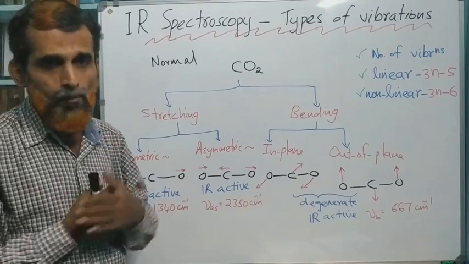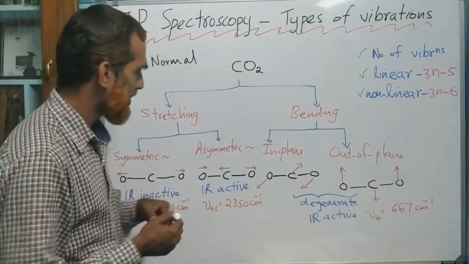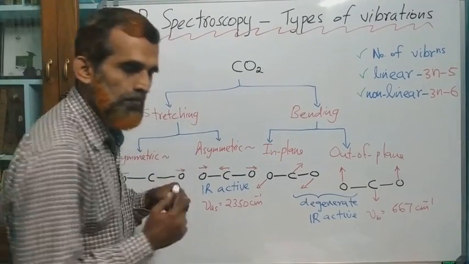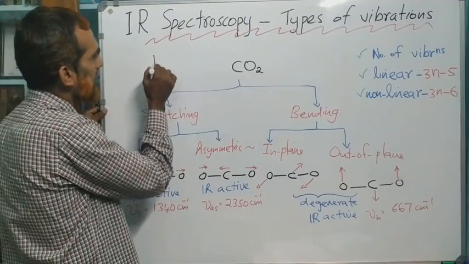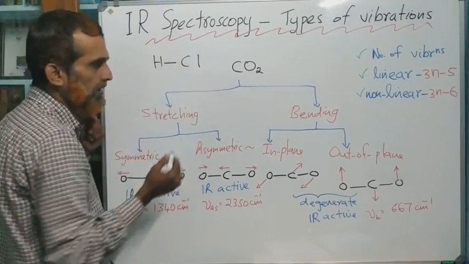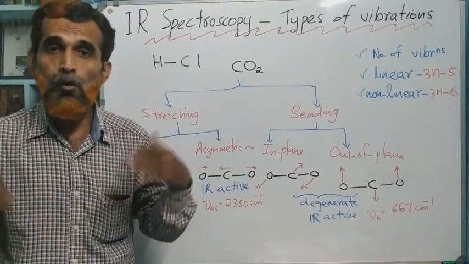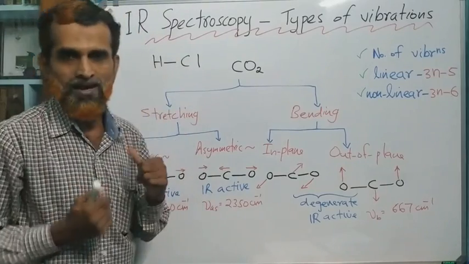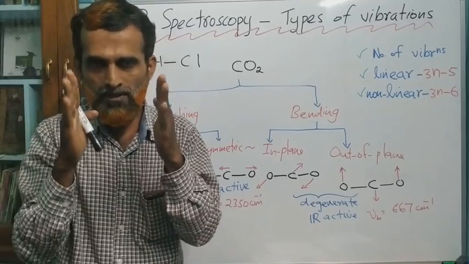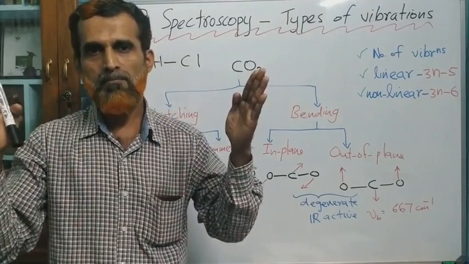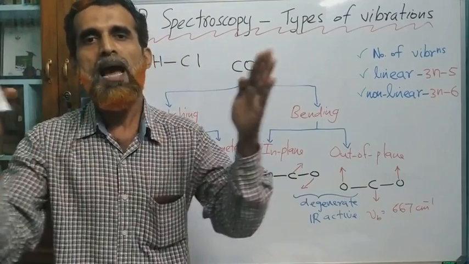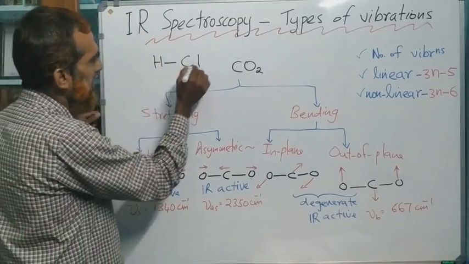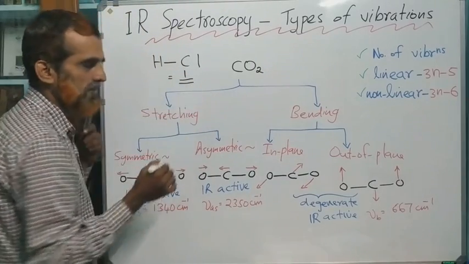Now, how many vibrations are possible for different molecules? Let us first consider the simplest case, that is a diatomic molecule like HCl, for example. HCl, you know, it has only one bond. So, how many normal modes of vibrations are possible? It's only one. This bond can, from the mean position, get elongated, come back to mean position, and get contracted, and it continues. So, only one vibration is possible for such diatomic molecules.